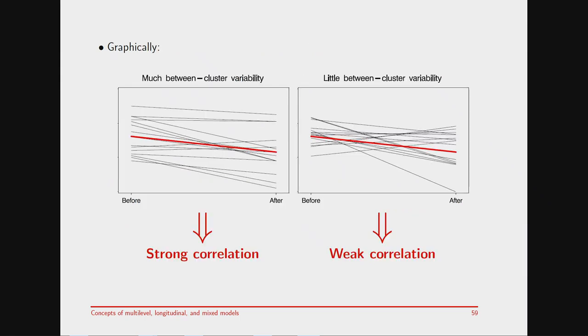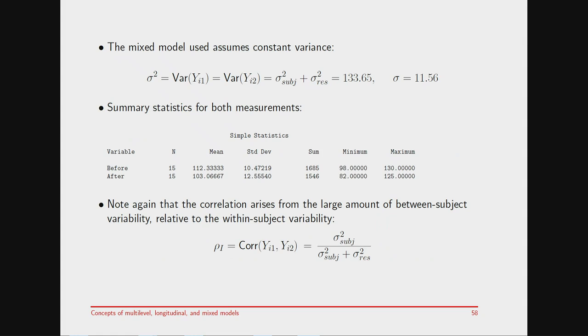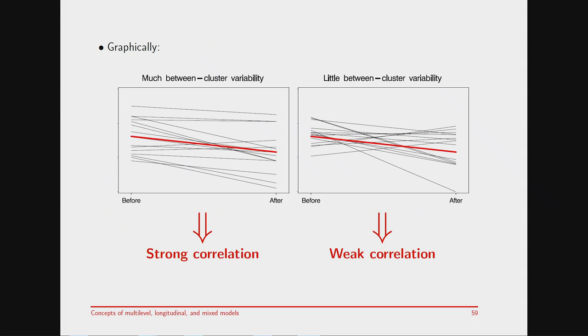Basically, what it says is the correlation within a cluster, within a patient, is this expression. So it means if there's a lot of variability between the subjects and little variability within the subjects, you will have strong correlation. If the reverse happens, you will have little correlation. And graphically, that's what this means. A lot of variability between the subjects and little variability within the subjects, so they all change a little bit but not much, then you typically have that a subject starting high tends to remain high, a subject starting low tends to remain low, and that means a lot of correlation.